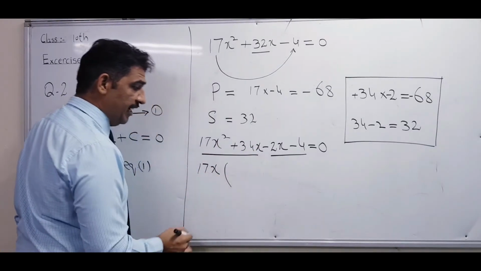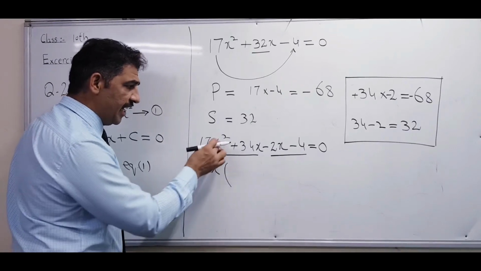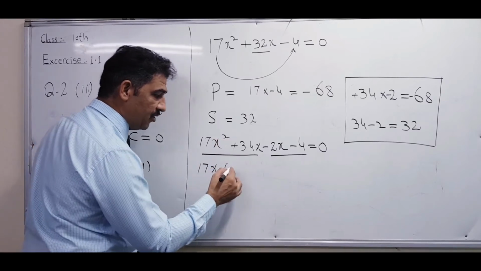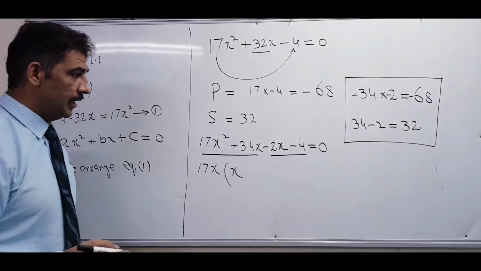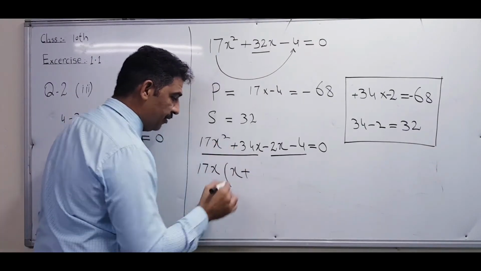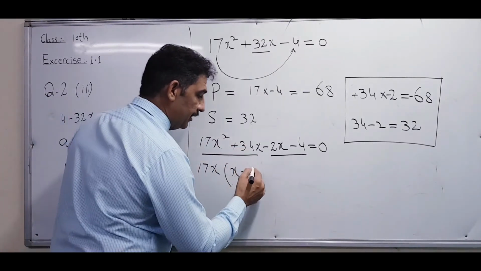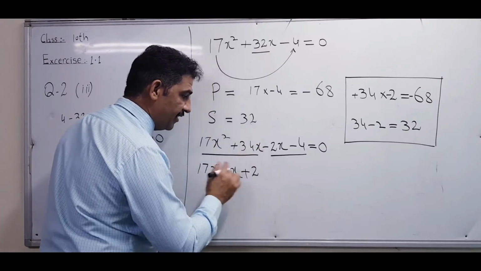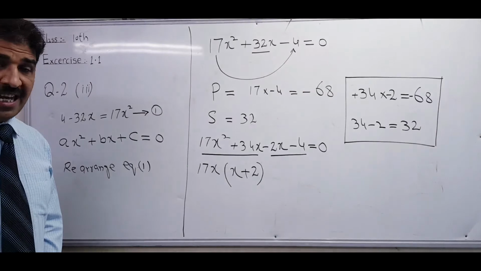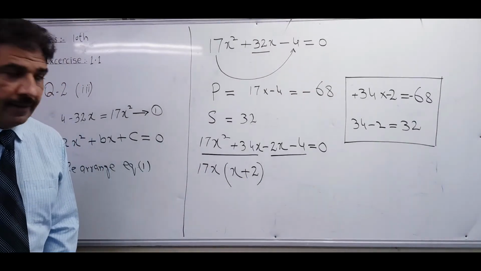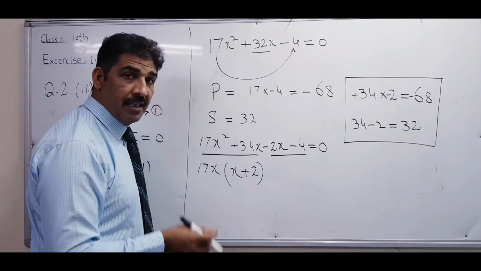So taking 17x common, 17 ones are 17, one we are not writing, there is x square, 1x taking common, so what's remaining inside is x, right? Plus, the same sign will be used because outside there is a positive sign. 17 twos are 34, so 2, and x is already taken common, so x plus 2, right? Here what is common? x is not common in both terms, so then minus 2.